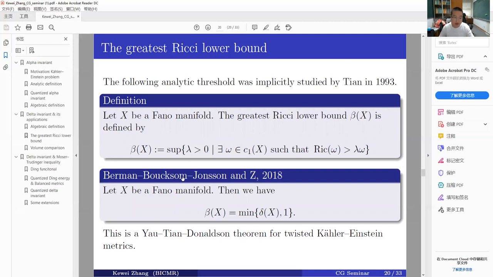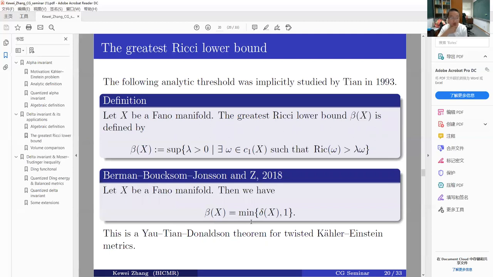And the following result says that this quantity can be characterized using this delta invariant. This result is due to Berman, Boucksom, Jonsson. And also I gave an independent proof in my thesis. This result is, in some sense, you can think of this as a Yau-Tian-Donaldson theorem for twisted Kahler-Einstein metrics. Basically, it answers the previous question on what happens when delta is smaller than one.